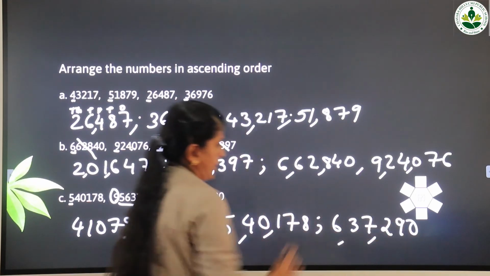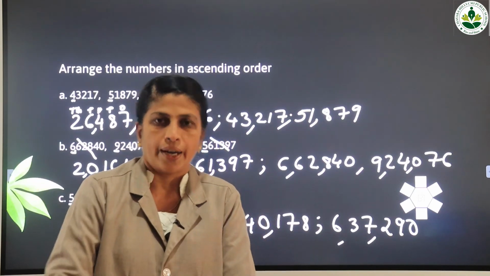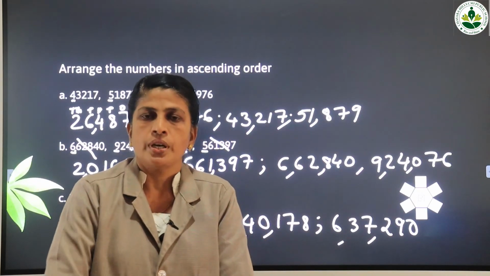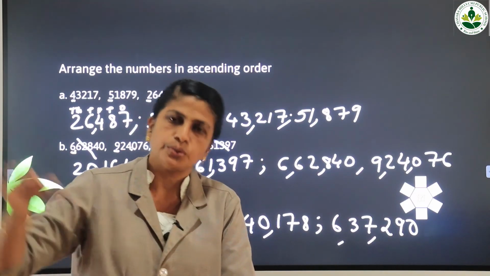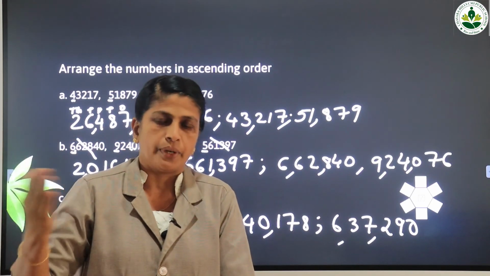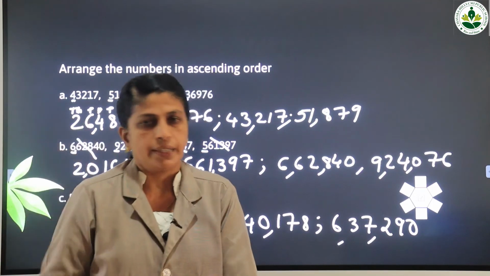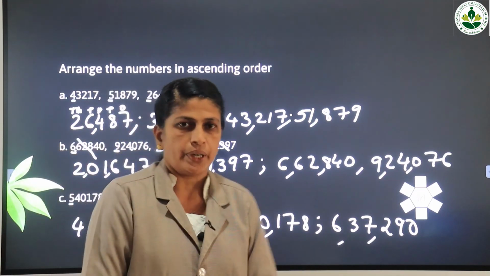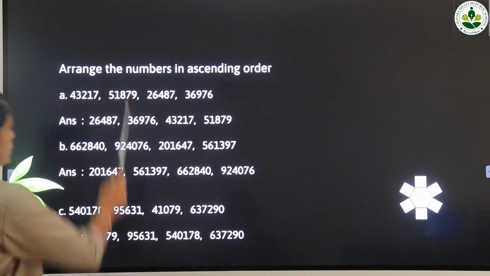Okay, this is the way to arrange in the ascending order. Ascending order means arrange the numbers from the smaller number. Start from the smaller number and then go to the large number. At first write the smallest number and at last write the biggest number. Okay, ascending order is that. And the examples you have to write this in the notebook.